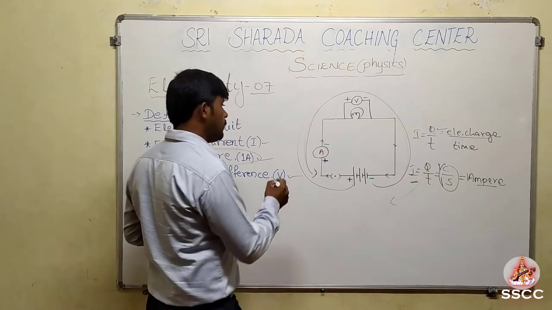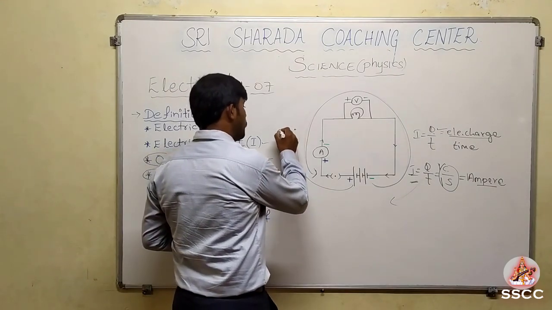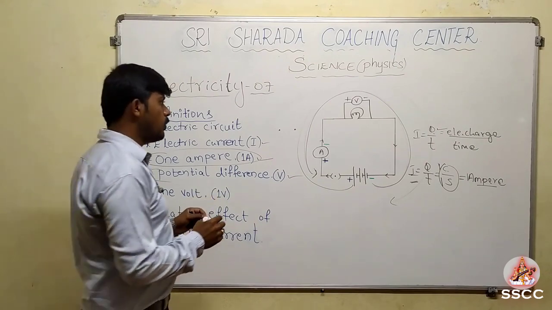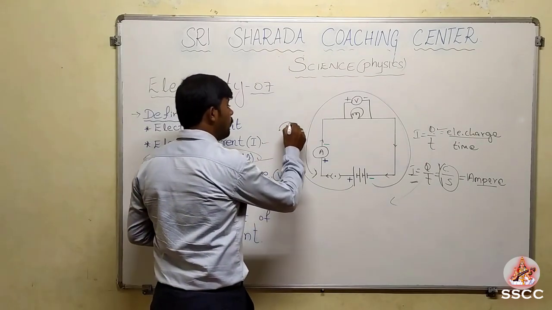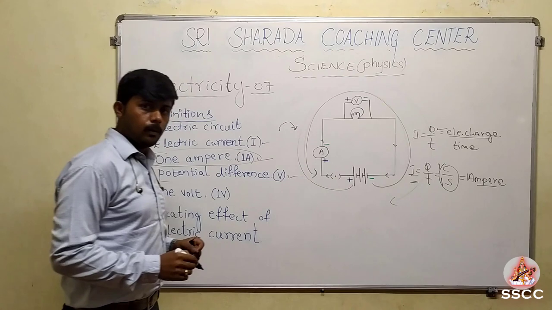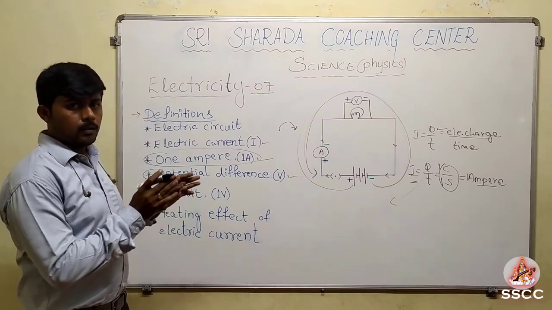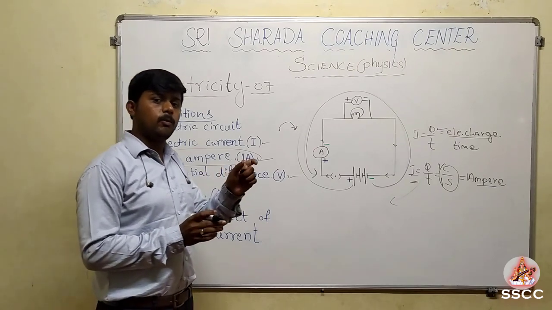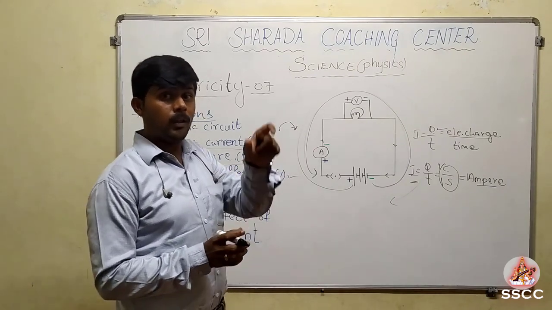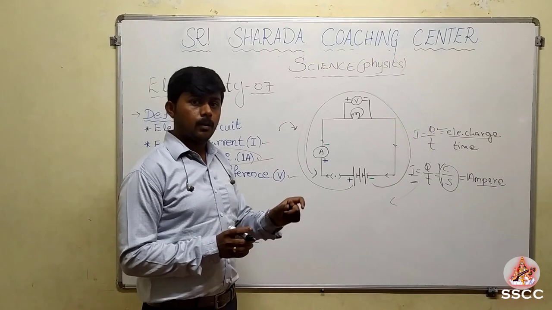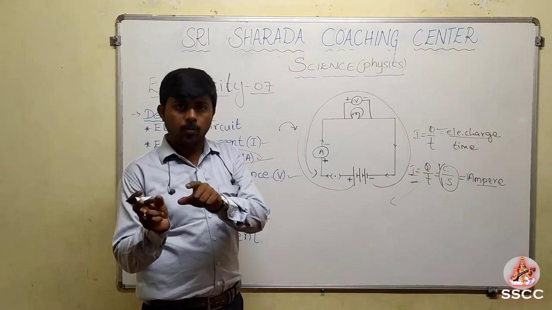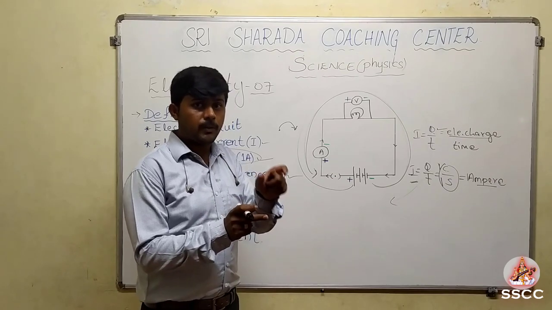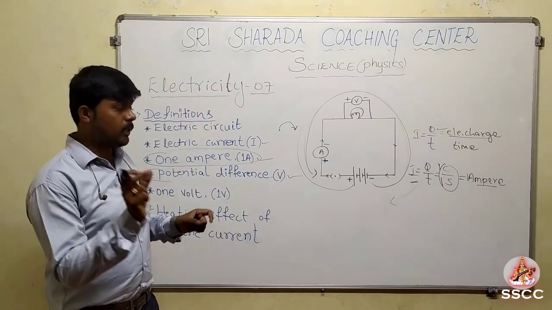The potential difference between the two points is the amount of work done in bringing a unit positive charge from one point to another point. Observe here, the potential difference between the two points. If you use only the words potential difference, it is wrong. You have to mention between the two points or between the terminals of the conductor. Then only it is meaningful.